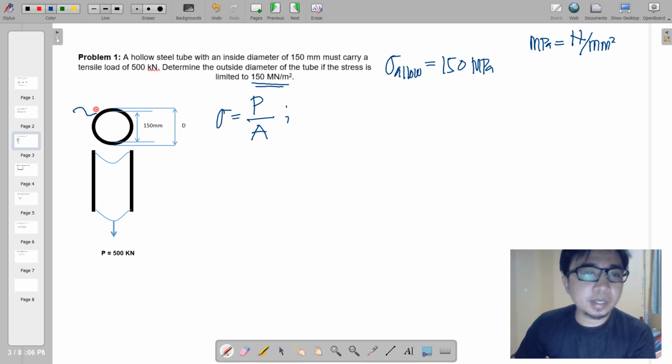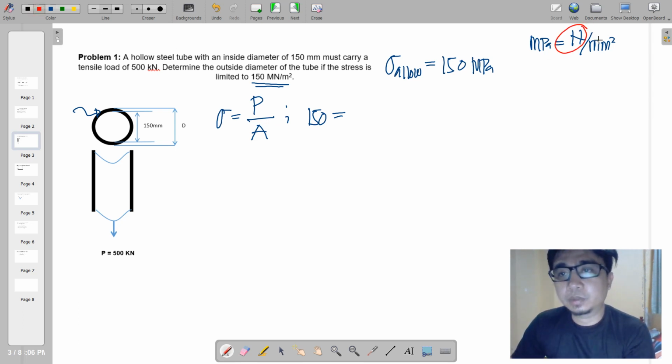So the black area here is the area that will absorb P. Meaning your P will be just distributed along the hollow area here. So simply we'll just have to apply that formula, 150. Of course, you should be consistent in the units. Remember to express your force in newton and the area in square millimeter.